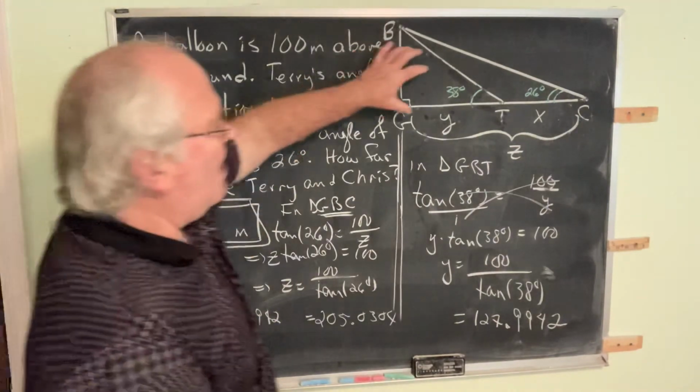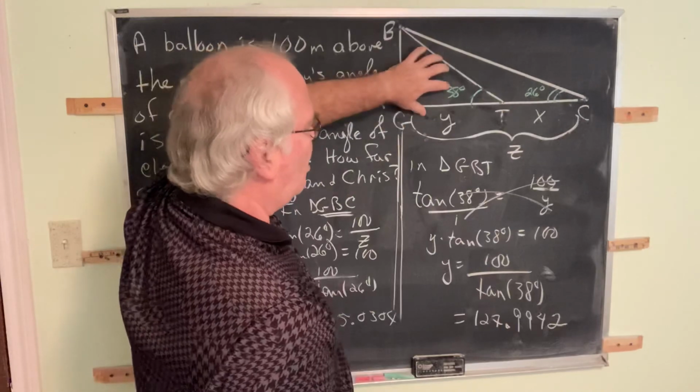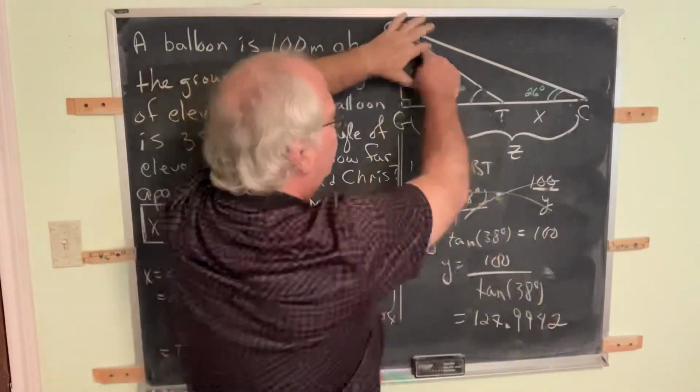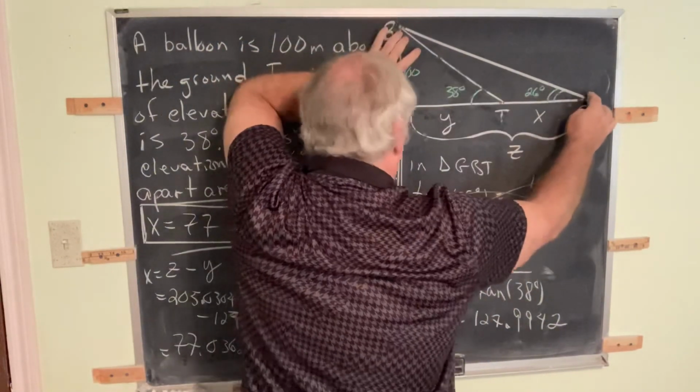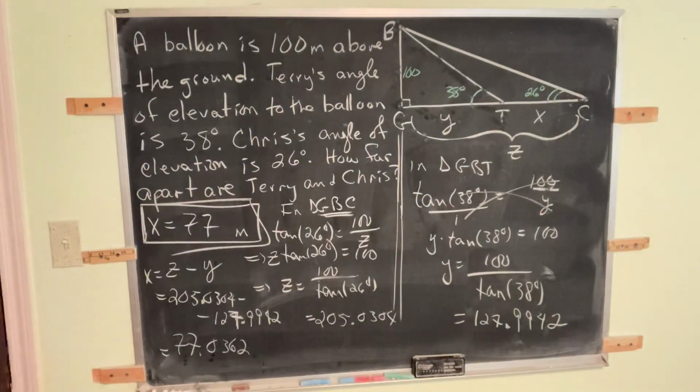So, overlapping triangles. Take the picture apart from itself. The small triangle finds one distance. The large outside triangle finds the other distance. And we want to subtract those two values to find the piece we're looking for.